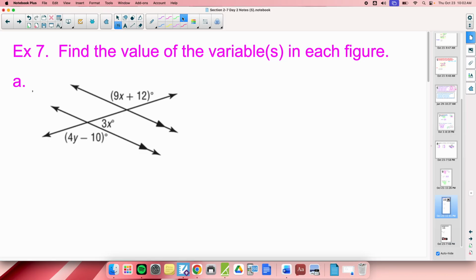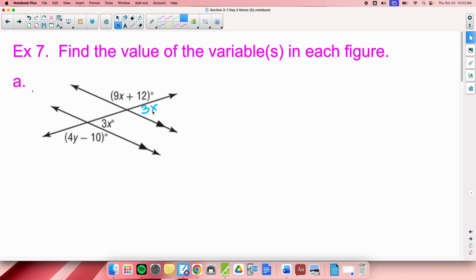Wouldn't the corresponding one have to be over here? This one and that one are not any of the types that we've learned, so you have to move one. Do you guys see that? When I move one, I move it to the corresponding position. I'm going to take this 3x and move it right there.